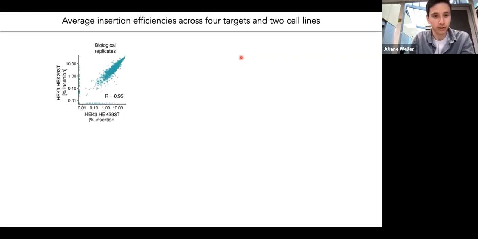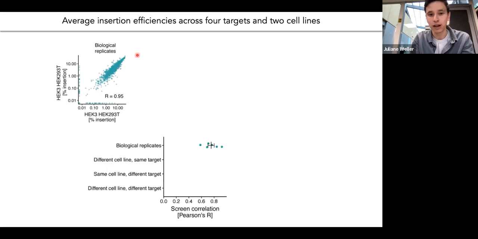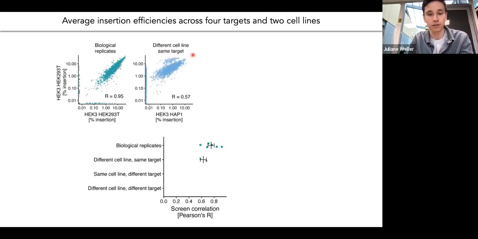Here, every dot represents one insert sequence, and you can see that there is quite a big difference between the efficiency with which one insert is made, and it's concordant across replicates, and it spans around 100-fold difference. And also we had context, so we had different cell lines, so we could see how it compares across different cell lines.